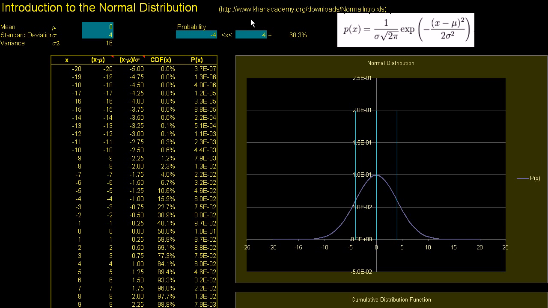So this spreadsheet, just so you know, is downloadable at www.khanacademy.org/downloads/ and if you just type that part in, you'll see everything that's downloadable. But then download/normalintro.xls, and then you'll get this spreadsheet right here. And I think I did this in the right standard.